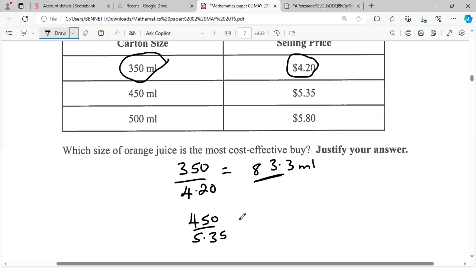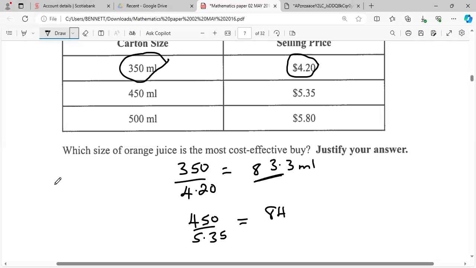Alright, and then now we're gonna divide. Again, guys, I'm using my calculator because I don't have time to waste. Don't want the video to be too long. Divided by 5.35. And that is gonna give you 84. So this one is even better to buy already.